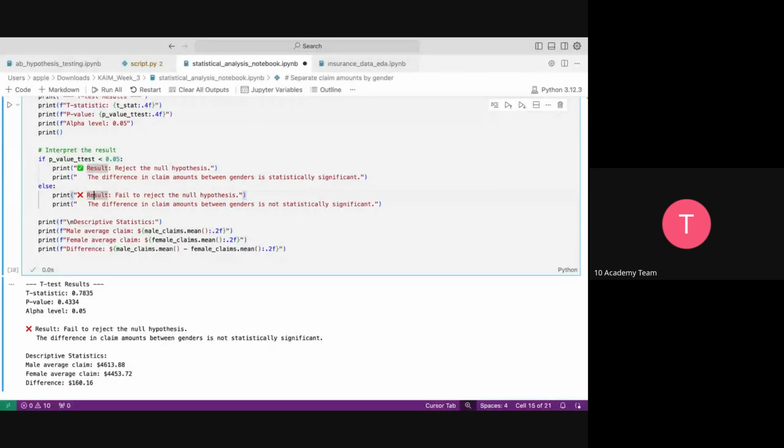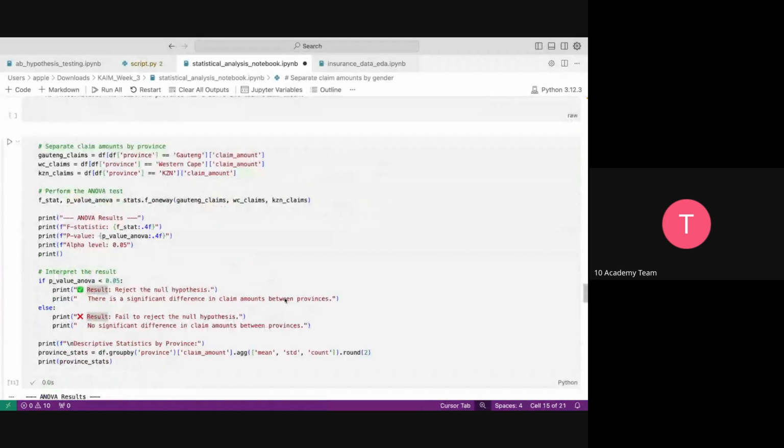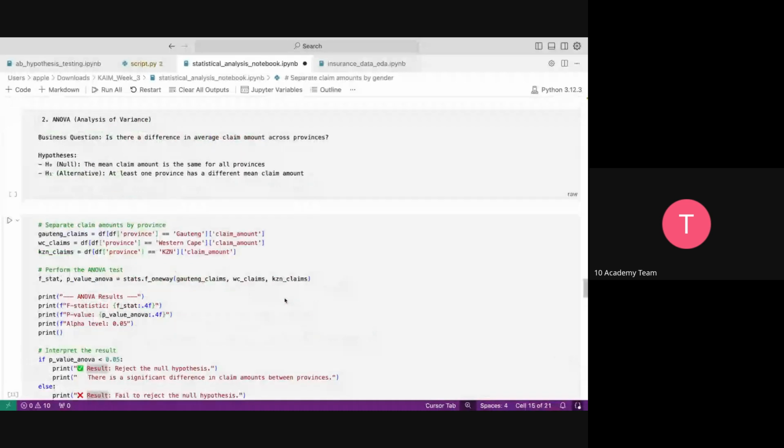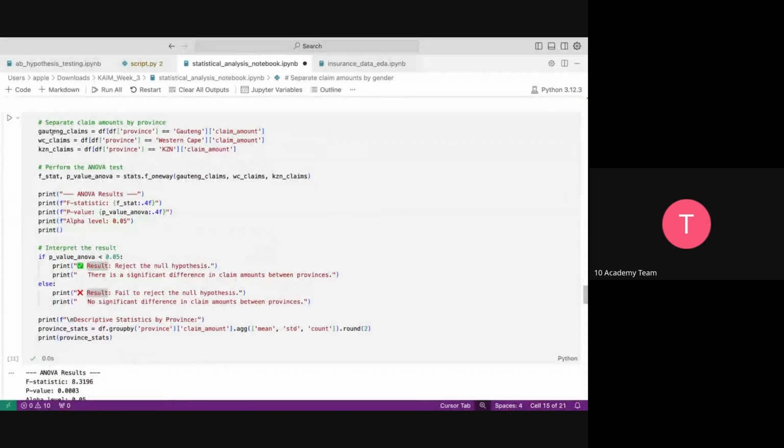Yes, okay. So let's go to the next example. Let's go with the ANOVA, which is just an extension of the t-test. Here we will see if there is a difference in average claim across the provenances. We have four provenances, and from the four I just chose three to go with: the Gauteng, WC and KZN provenances.